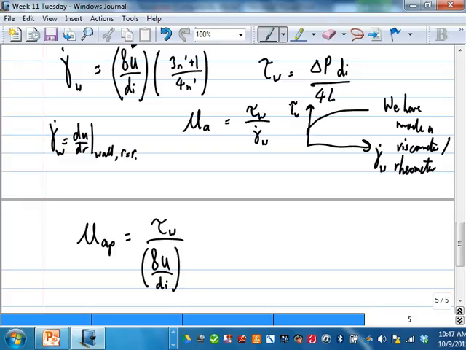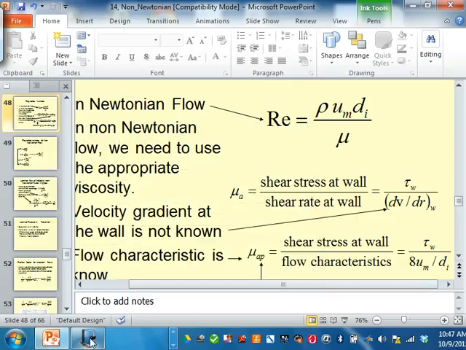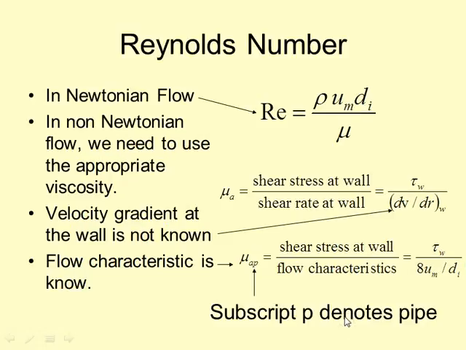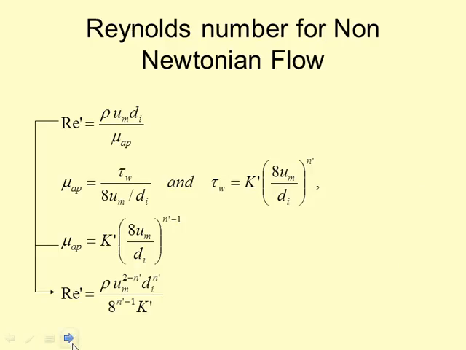With that, we can come up with the Reynolds number: rho U D over mu AP. Sometimes in this chapter they use di, the inner pipe diameter. This one is just the velocity gradient, which may not be known at the start. If you put mu AP and this definition together, you replace the shear stress on the wall with K prime, 8U over di to the N prime, and you put this into the Reynolds number, you get this funny thing.